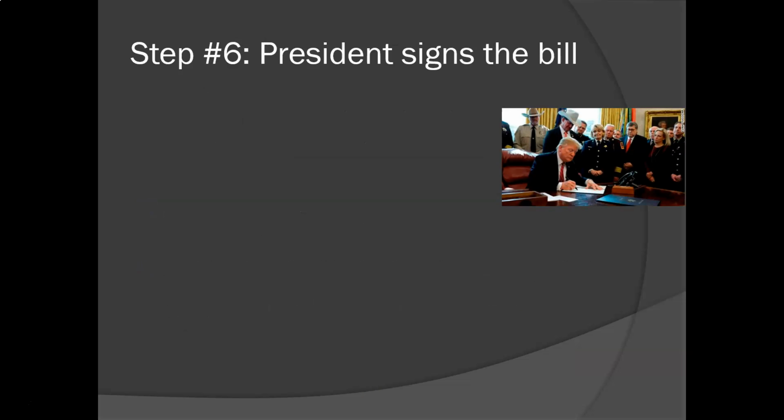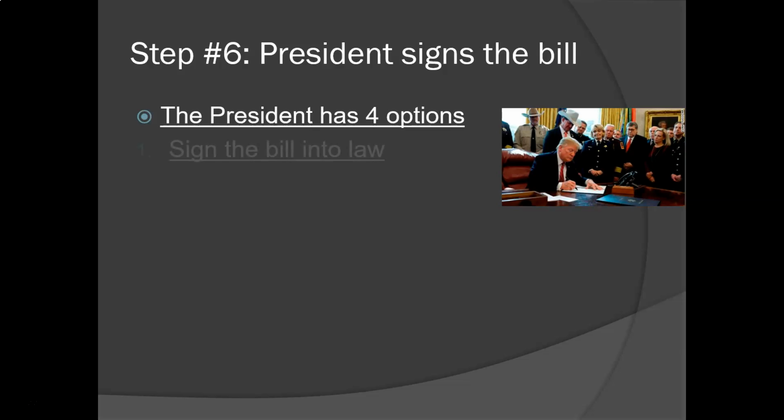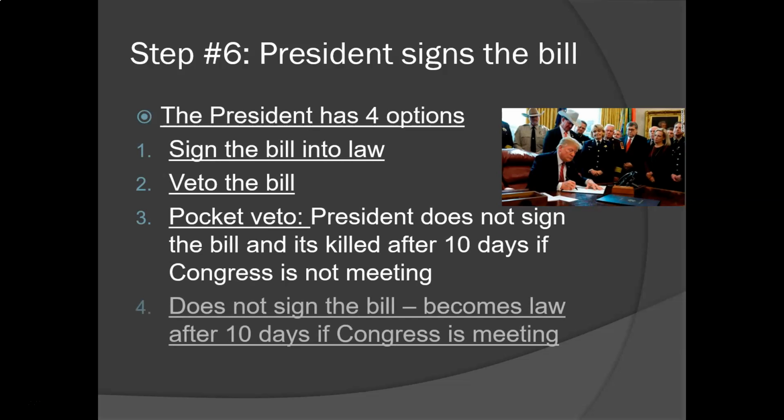Now, once it has been approved in both houses of Congress, it goes to the president. And the president has 4 options. First of all, he can sign the bill into law. That's the simplest. He can veto the bill, which means that he says, hey, I don't approve of this, we're not doing this.